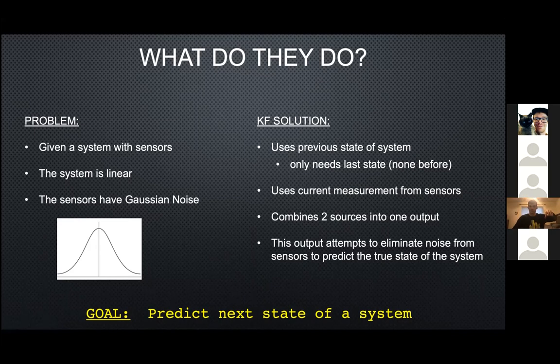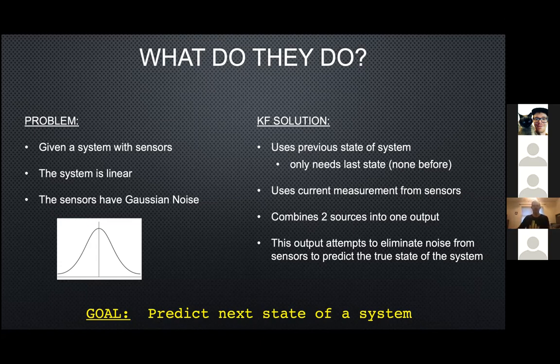So where was it previously? And then where is the sensor saying that it is? It combines those two inputs and basically gives you a sort of weighted output. It attempts to eliminate the noise from the sensors, because that's quite important. If you ever use sensors in the real world, they don't give you a 100% accurate prediction. They usually give you some noise, and this can be a big deal.